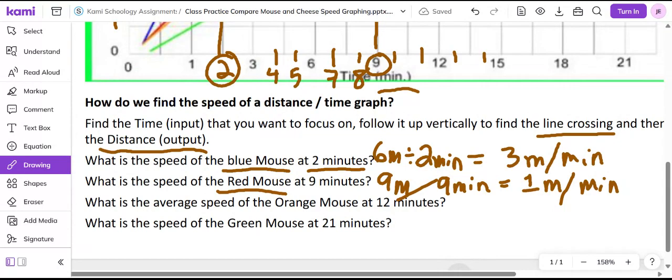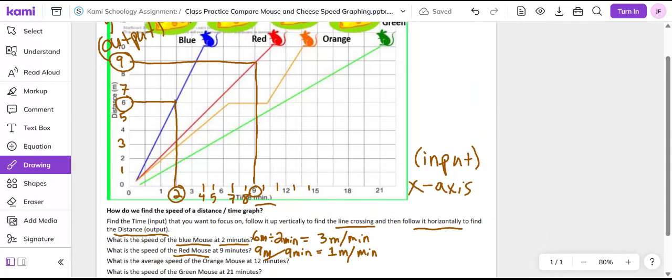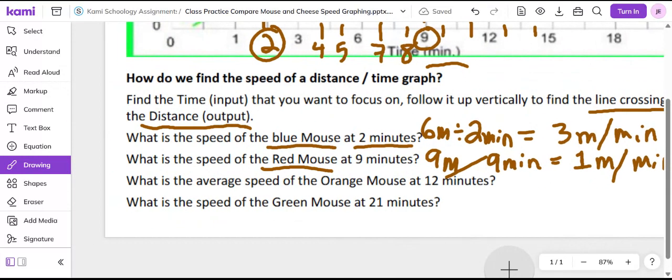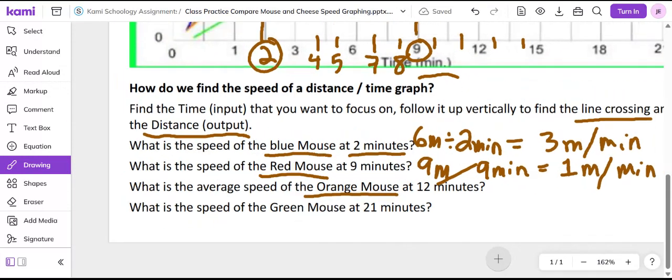All right, so 3 meters a minute. The red mouse is only traveling at 1 meter a minute. So right now it looks like the blue mouse is the fastest. It has the highest rate of speed. All right, what's the average speed of the orange mouse at 12 minutes?